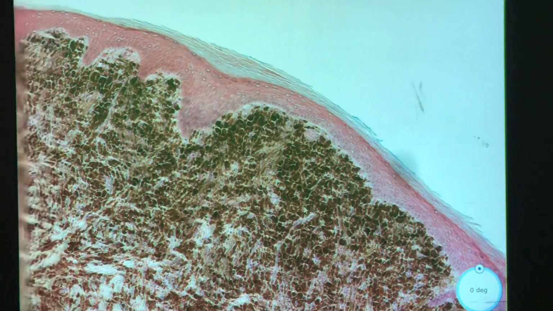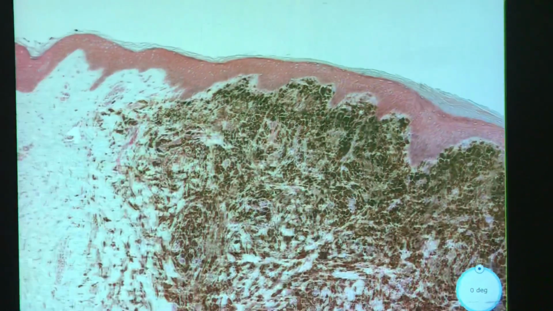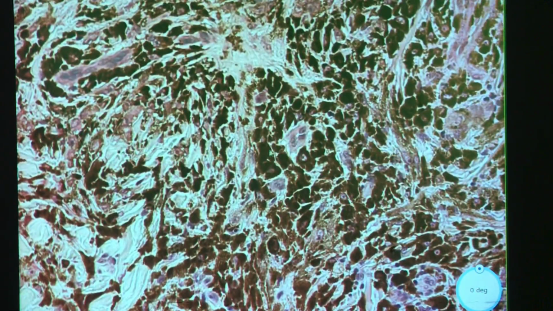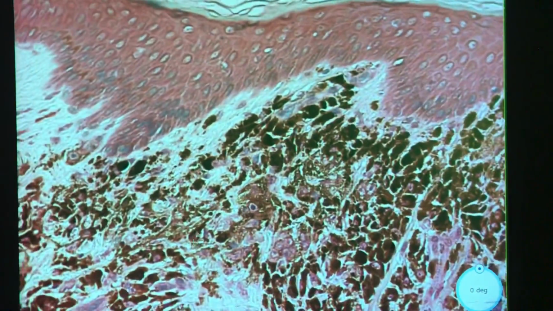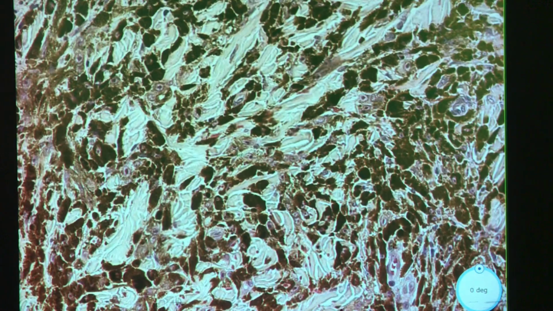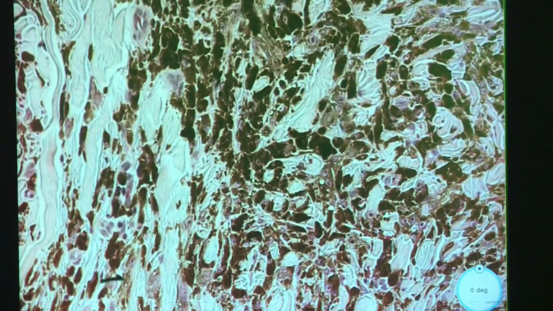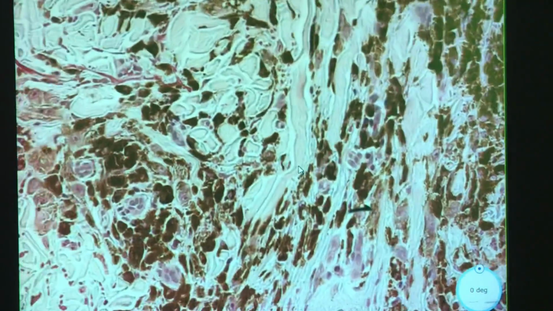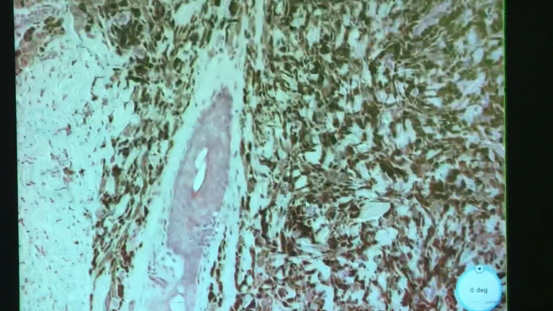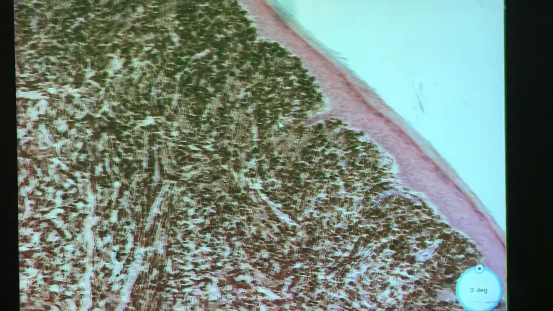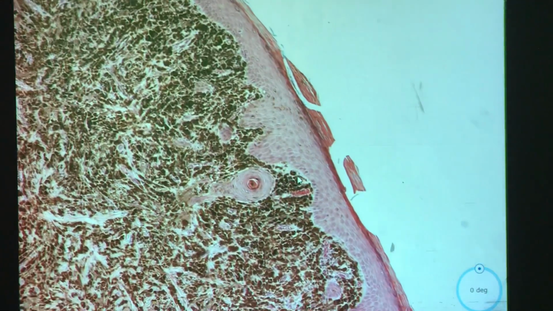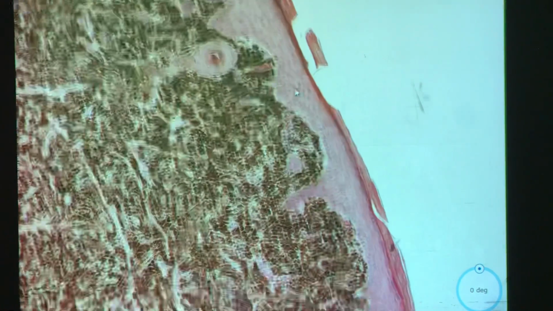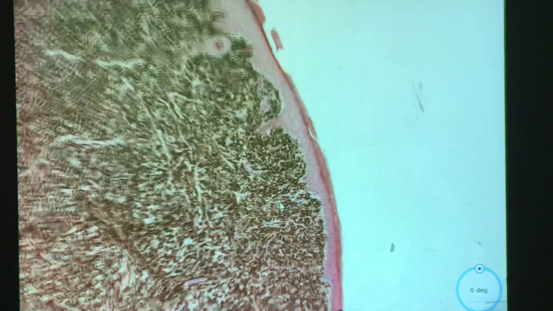Let's see if there's anything else. Honestly, most of these are melanophages. There aren't a lot of the spindle cells in between, which is good for this lesion. But you can really appreciate that sclerotic background here. Not much else to say. Your epidermis is relatively bland. A little bit of parakeratosis here, but not much to say about that.